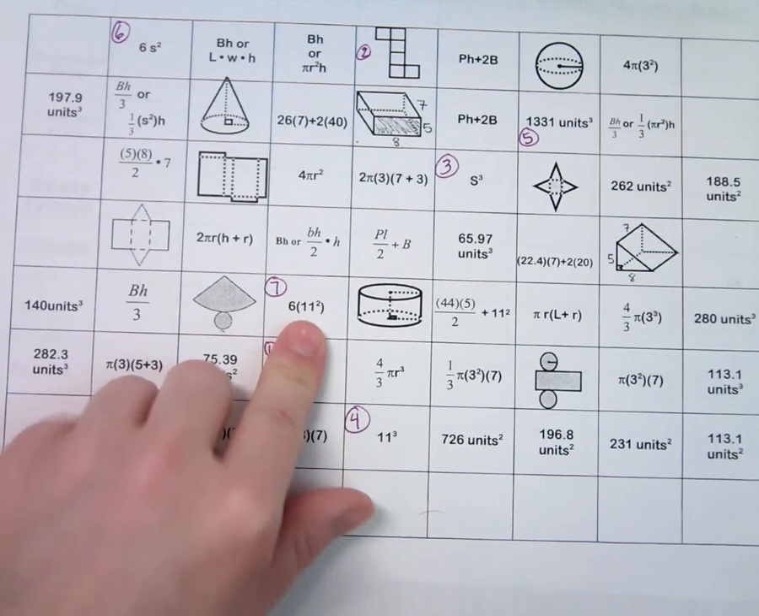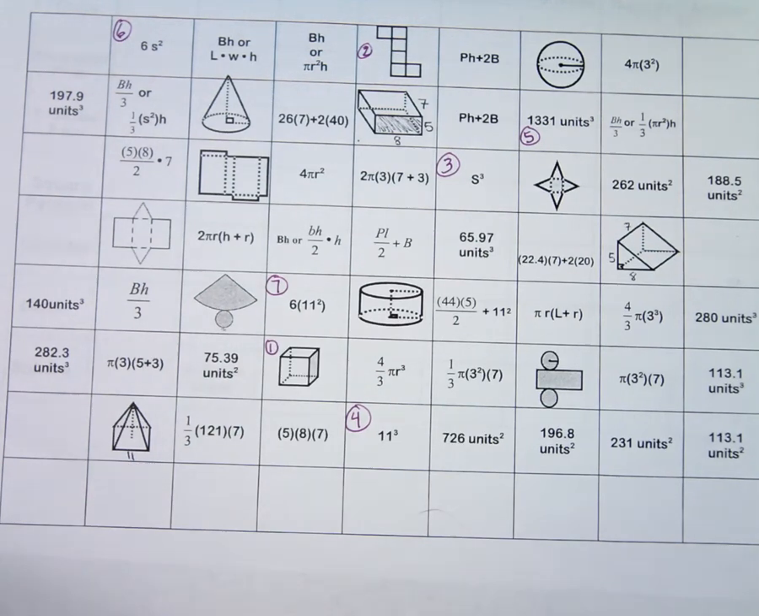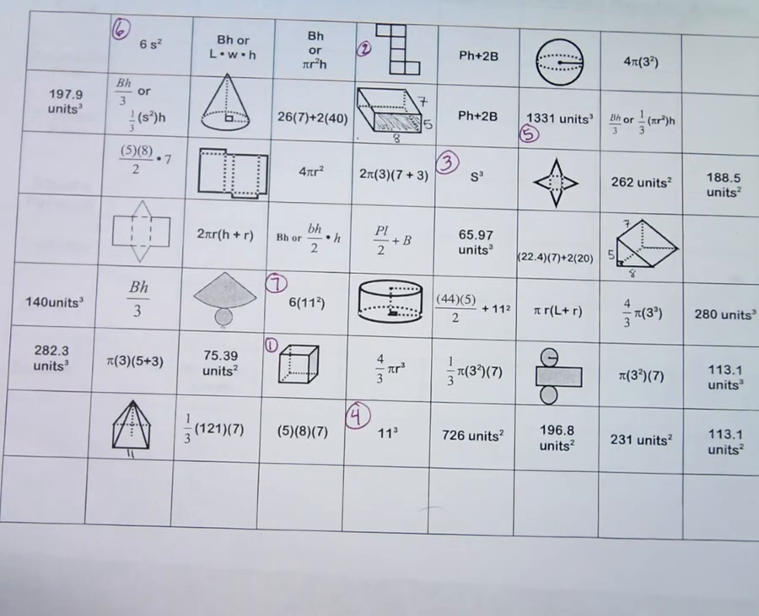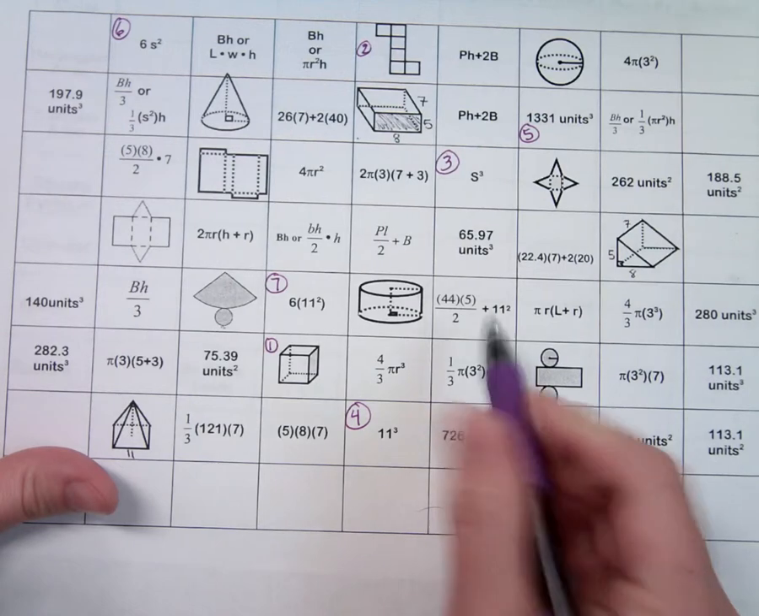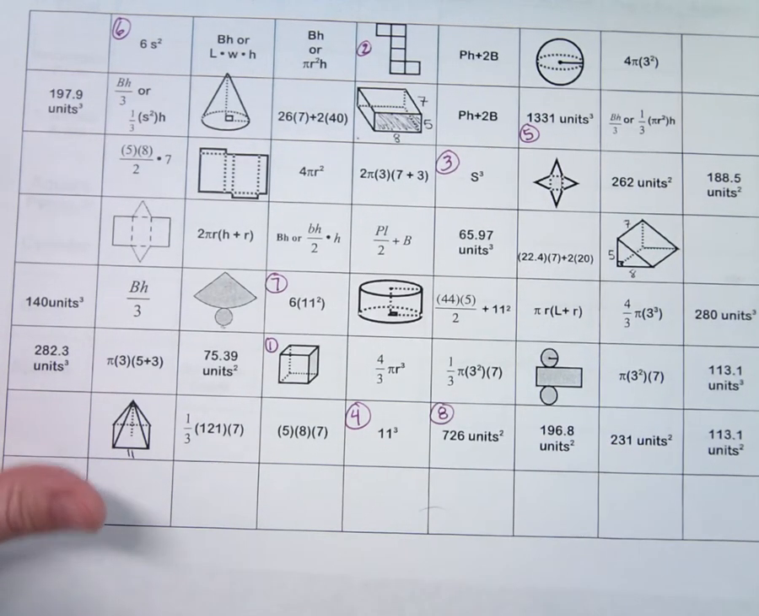Then it would want you to work it out. Can somebody work that out and tell me what that surface area answer is? What do you get if you work out 6 times 11 squared? 726. So this would go in the 8th section, and your cube is now done.